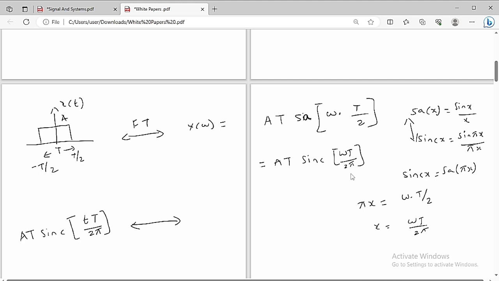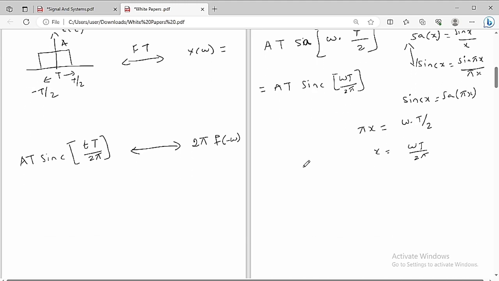Because of omega I have replaced here. So what is the Fourier transform? Just 2 pi into f of minus omega. Here f is about x of minus omega. So x of minus omega is the same as it is because it is an even signal. So it will become the same as it is. So multiply by 2 pi.